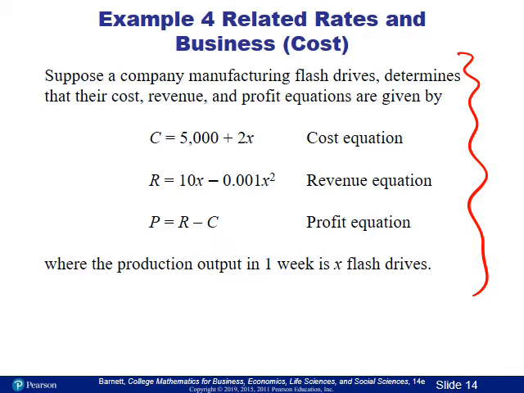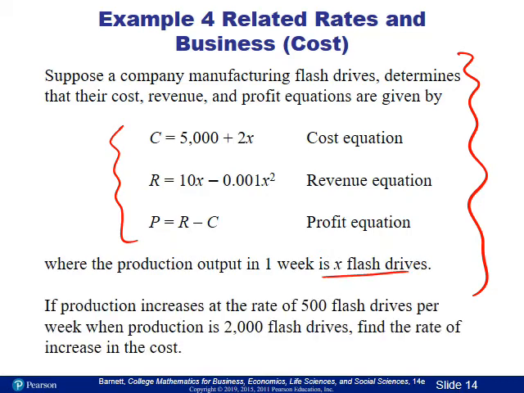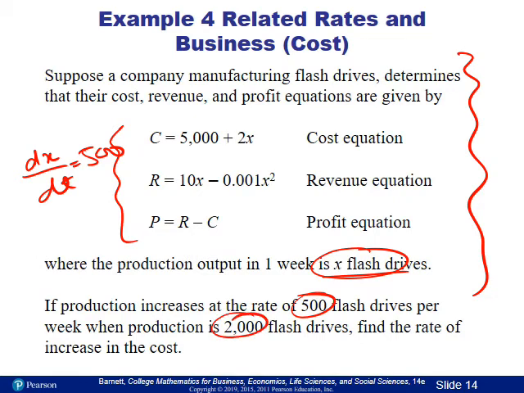Suppose a company manufacturing flash drives determines that their cost, revenue and profit equations are as shown, where the production output in one week is x flash drives. If production increases at the rate of 500 flash drives, where x represents the number of flash drives, it means that dx/dt is 500. When production is 2000, meaning when x is 2000, find the rate of increase in the cost. So we need to find dC/dt.